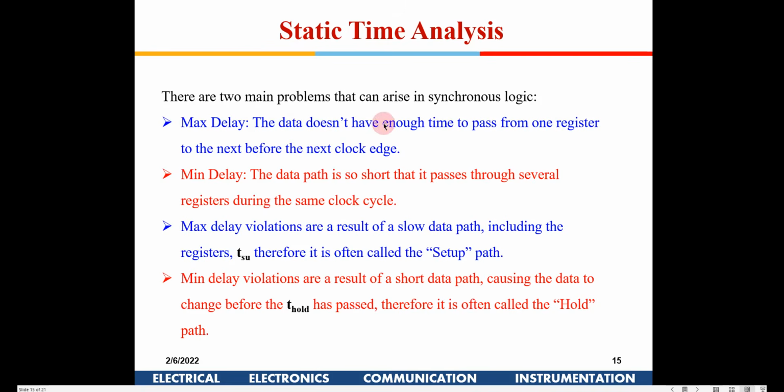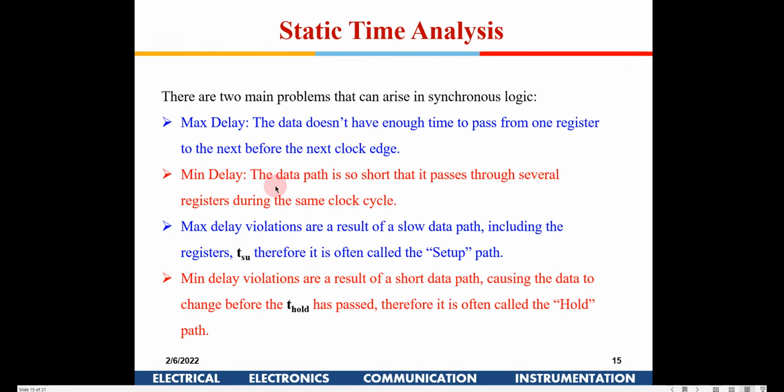Now, static timing analysis: there are two problems which can occur. One is known as the hold time violation, and one is known as the setup time violation. So what is the max delay? The data doesn't have enough time to pass from one register to the next register before the next clock edge. That is known as the max delay problem.